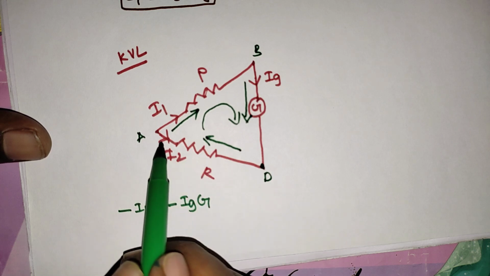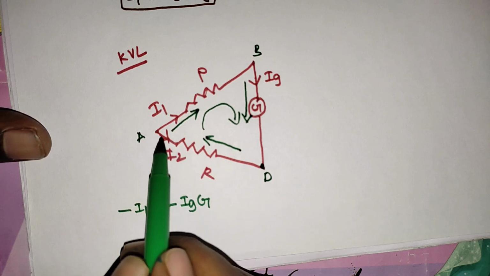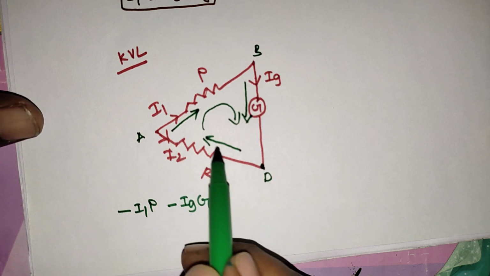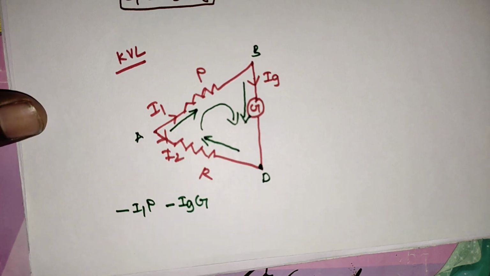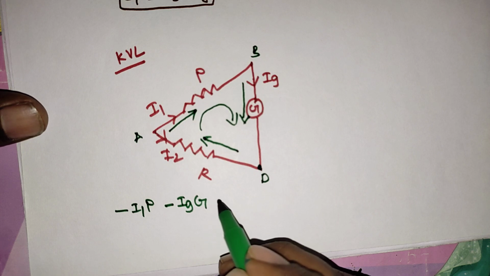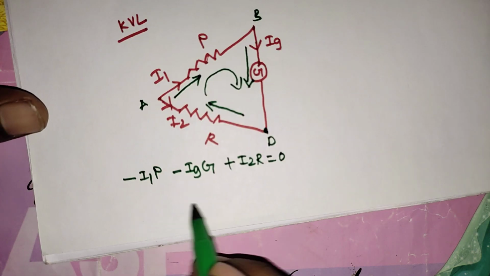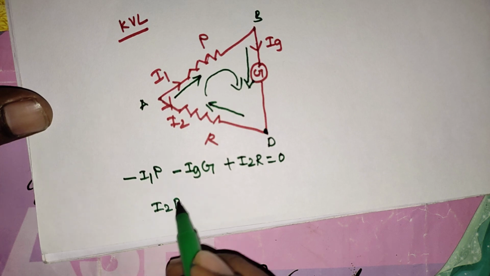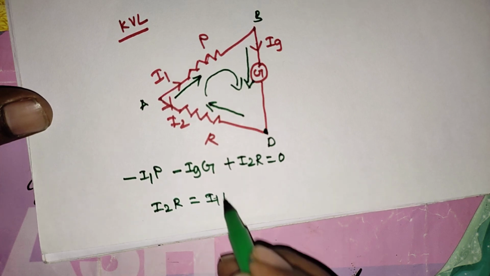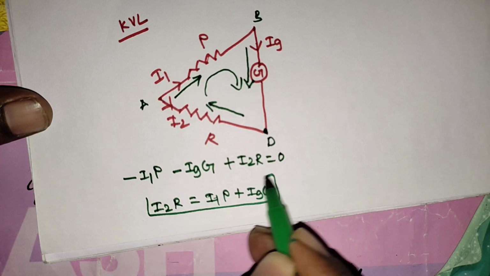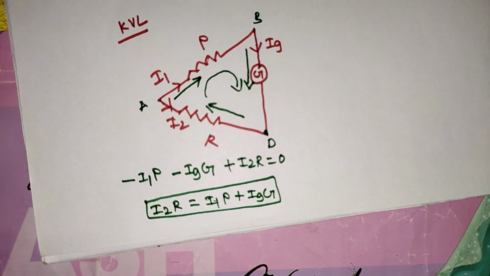After reaching this point we'll be moving like this. Observe carefully here. From A to D, I2 current is towards D, but from D to A you are looping. That means both are in opposite directions. So what can you write? You can take it as a plus. Plus I2R is equal to 0. You can write I2R is equal to I1P plus IgG.